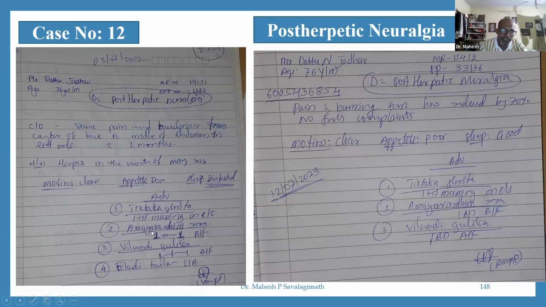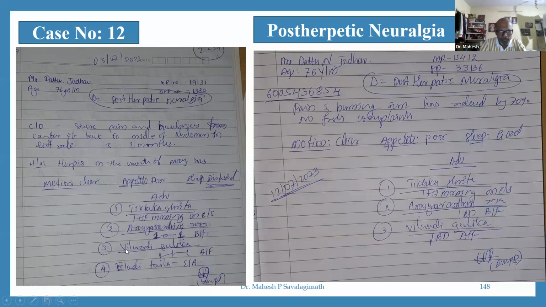What we gave? Tiktagrita, Arigvardhini, Vilvadi and external application. Right? He was given modern medicines and all. It was on 12/7 and I continued with the same medicine. And he was perfectly all right. I usually take the phone number like this, and we called after 10 days or so. He was perfectly all right. No post-herpetic neuralgia. So again, in post-herpetic neuralgia also, you go with Keerin Chikitsa.